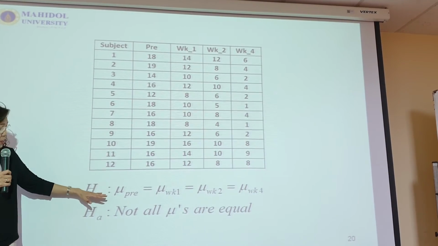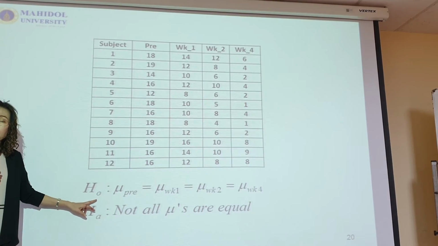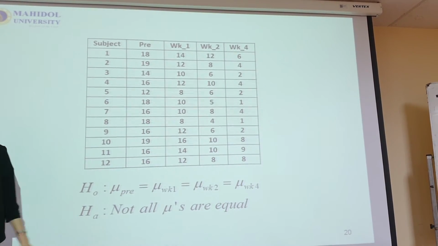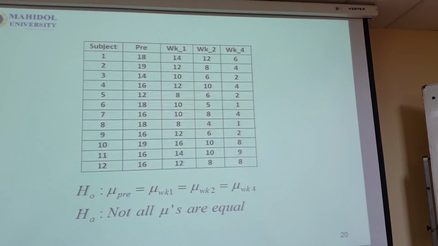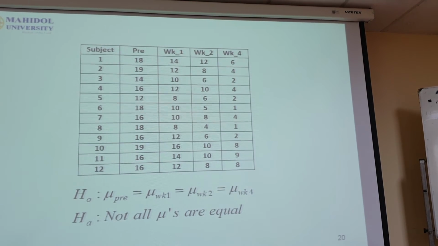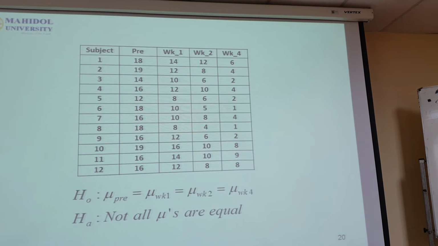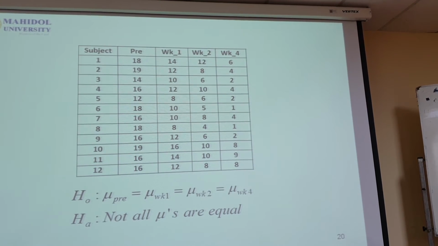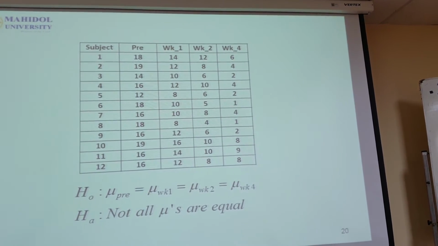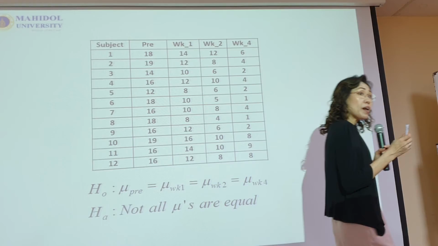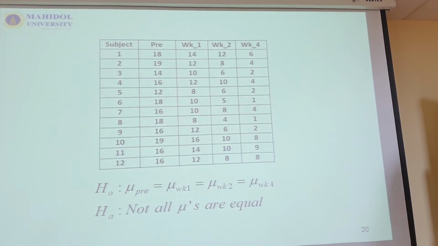But if we reject the null hypothesis, that means we accept the alternative hypothesis. That means not all mu are equal. But we don't know which group, so we have to work further. We have to do the multiple comparison test or the post hoc test in SPSS. So this is the basic of analysis of variance. So I'd like you to review a little bit more later.